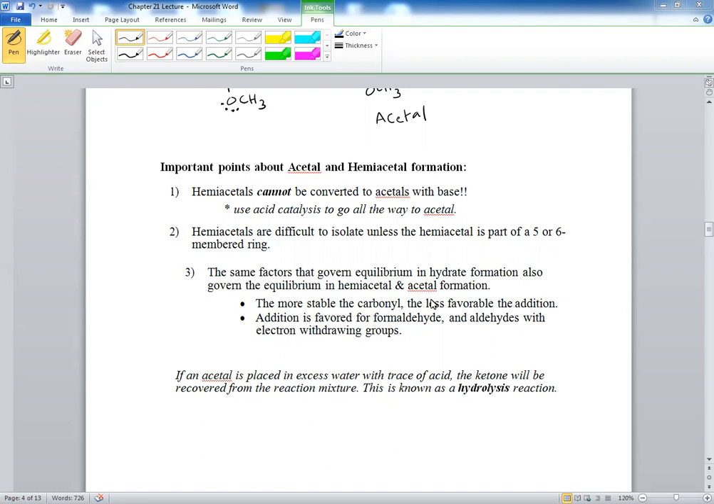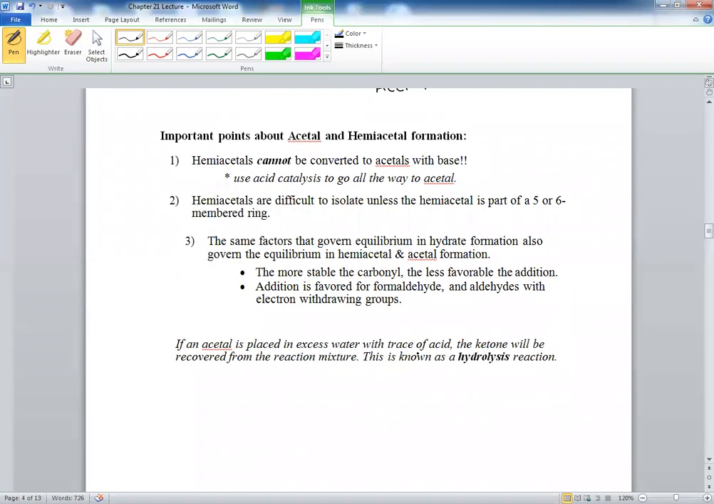So once again, the more stable the carbonyl, the less favorable the addition. Addition is favored for formaldehyde and aldehydes with electron withdrawing groups. So this is a summary. If an acetal is placed in excess water with a trace of acid, the ketone will be recovered from the reaction mixture. This is known as a hydrolysis reaction.